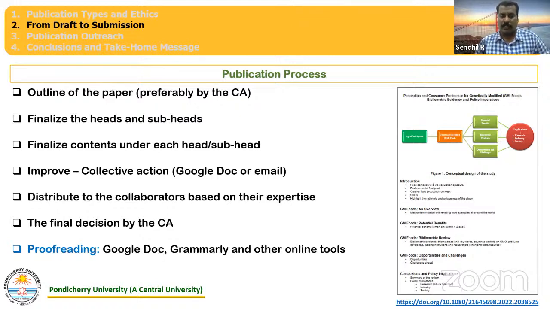So this is what I used to do. I distribute to the collaborators. Then once the outline is finalized, I share it with the co-authors and request them to contribute based on their expertise. Some may be good at writing the introduction part; some may be good at doing the analysis. So based on the expertise, I share the outline and tell them to do it so that things will be done within a certain time period.